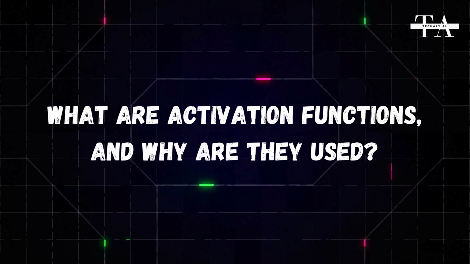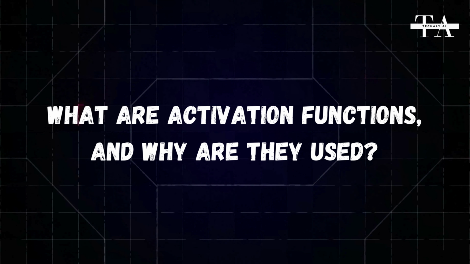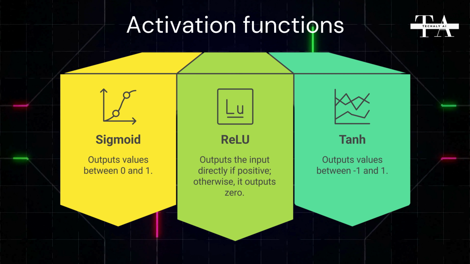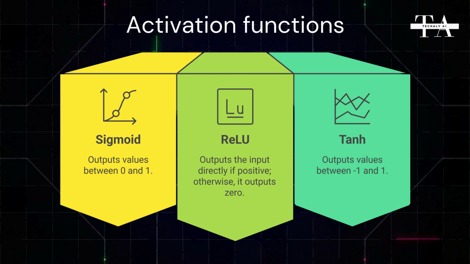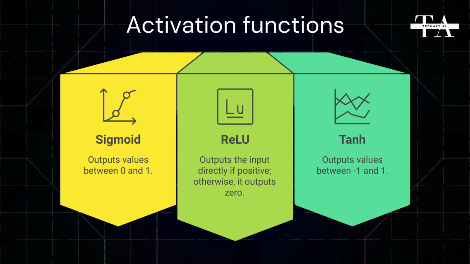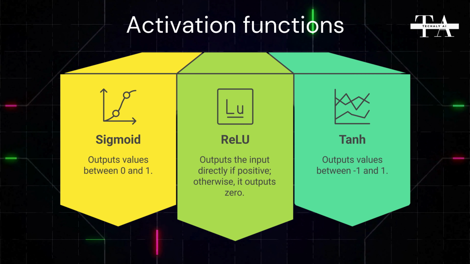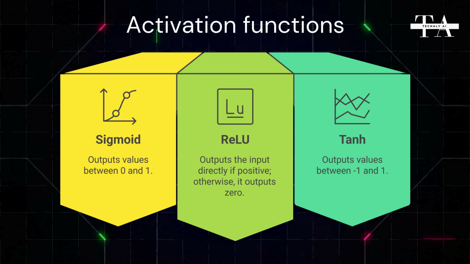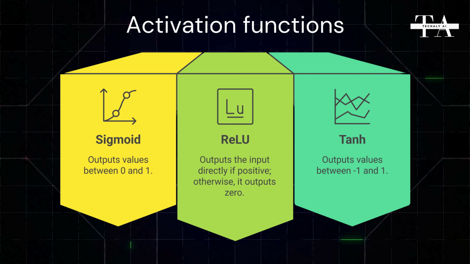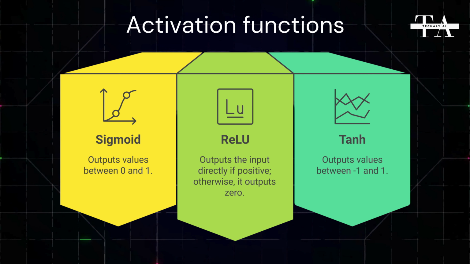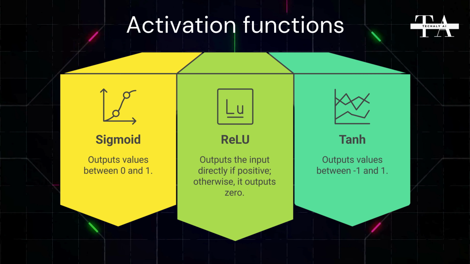What are activation functions and why are they used? Activation functions introduce nonlinearity into the model, allowing it to learn complex patterns. Common activation functions include sigmoid, outputs values between 0 and 1. ReLU, rectified linear unit, outputs the input directly if positive, otherwise, it outputs 0. Tanh, outputs values between -1 and 1.